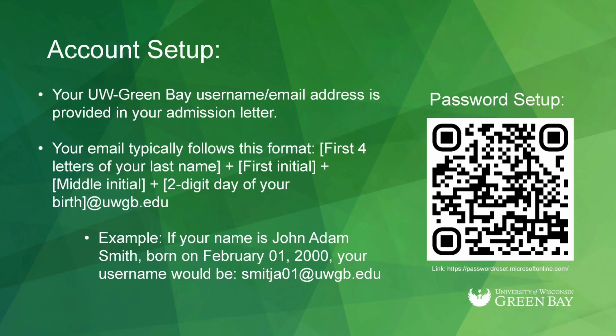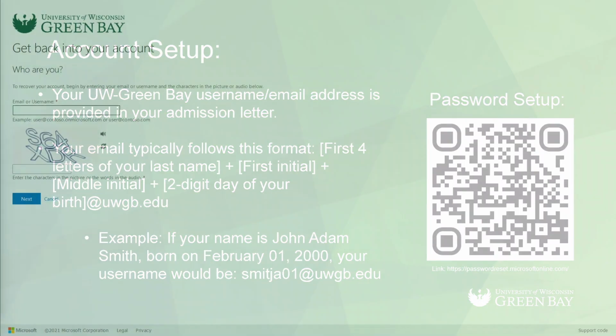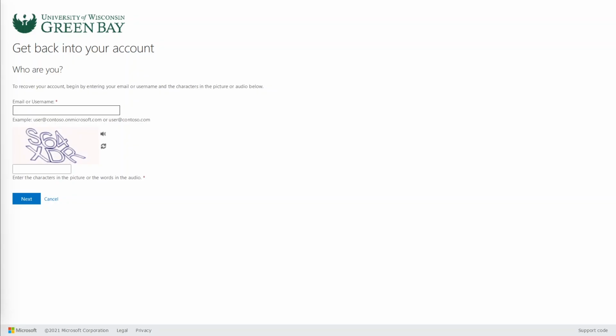To create your password, go to the Microsoft Password Reset page at passwordreset.microsoftonline.com or scan the QR code here. After you head to the Microsoft Self-Service Password Reset tool, SSPR, enter your full UWGB email address, for example, smitja01@uwgb.edu, and complete the CAPTCHA.